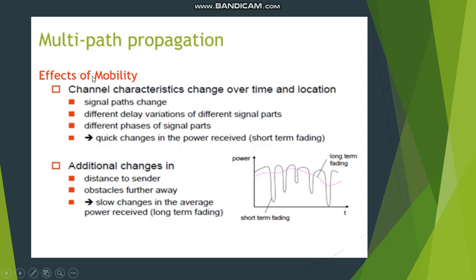Multipath propagation. Effects of mobility. As I said, channel characteristics change over time and location. जैसे मैंने बोला था, if you're moving from one place to another, the power of the signals may be fading. The strength of the signals may be weak. So इसके लिए क्या होता है, क्विक चेंजेस इन द पावर रिसीव्ड इज कॉल्ड अ शॉर्ट टर्म फेडिंग. यानी आप एक एरिया से दूसरे एरिया में आ रहे हो, आपका सिग्नल फटाक से ड्रॉप हो गया है, तो इसको शॉर्ट टर्म फेडिंग बोलते हैं.